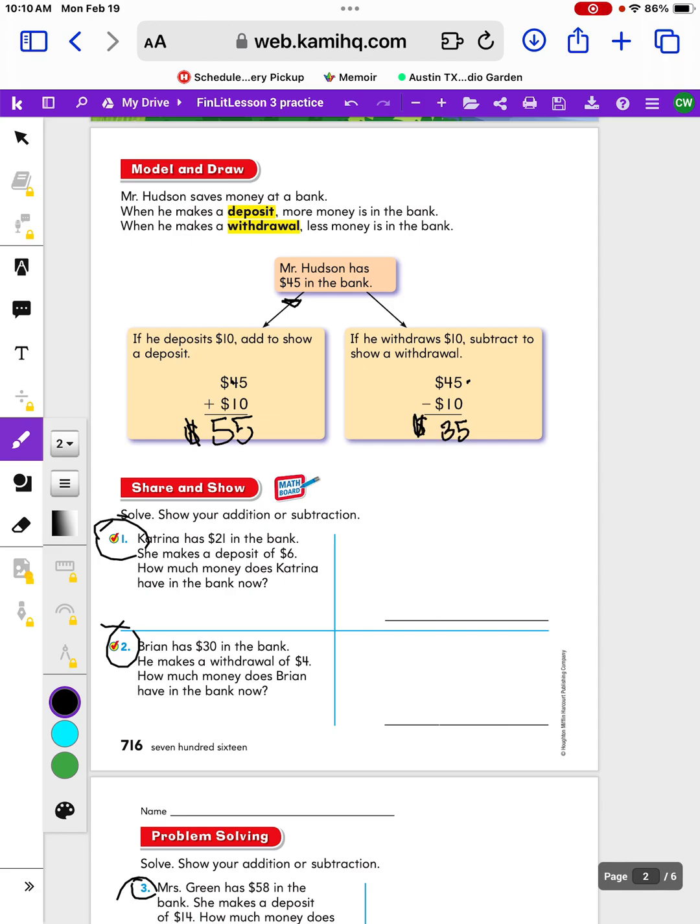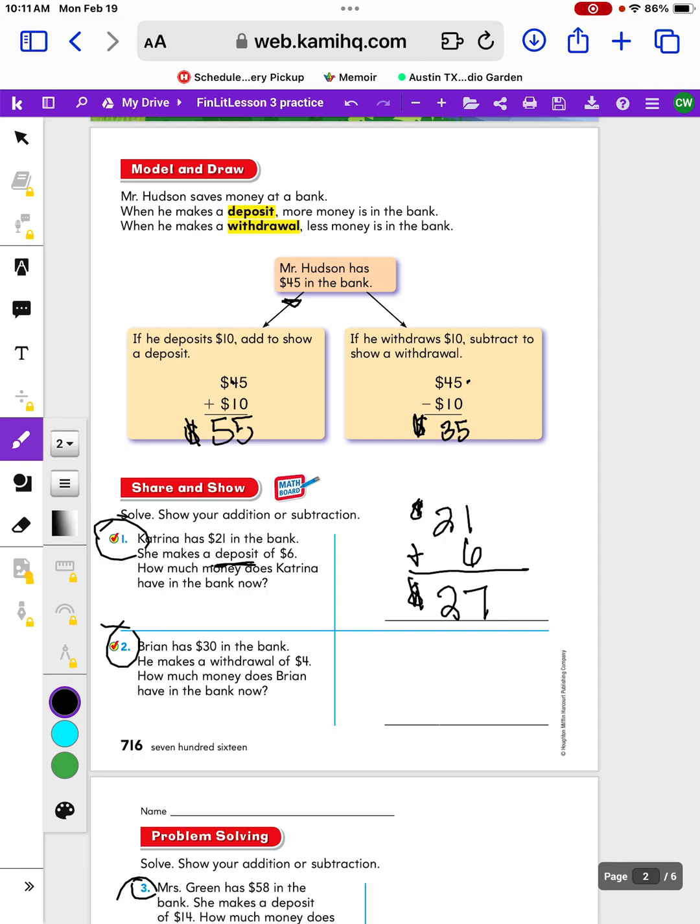So we're going to apply that same thing to numbers 1 and 2. So number 1, I notice it says she makes a deposit. I say deposit, I know that means add. So Katrina has $21 in the bank. She makes a deposit of 6, which means she's adding. So how much money does she have? We're adding, depositing, so we have the plus sign. 1 plus 6 is 7. 2 plus 0 is 2. So she has $27 in the bank.